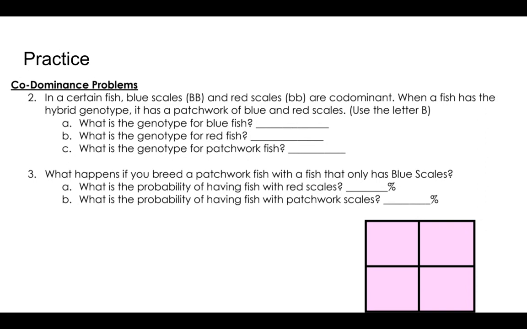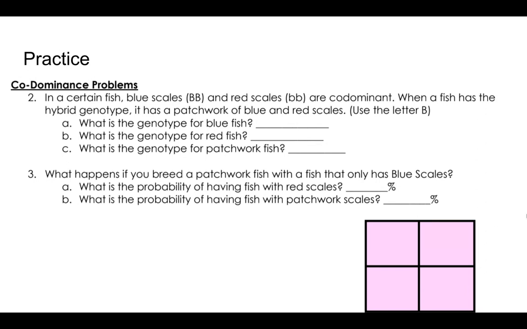Okay, so number 2 here in the codominant section talks about the fish. It says in certain fish, blue scales and red scales are codominant. When a fish has the hybrid genotype, hybrid is another way of saying heterozygous, right? Pure breeding is homozygous. Hybrid is one of each, one dominant and one recessive allele. The hybrid is a patchwork.